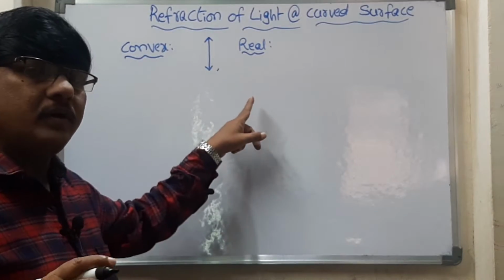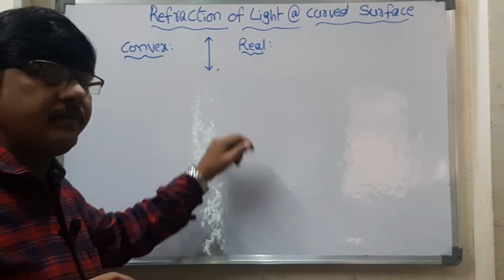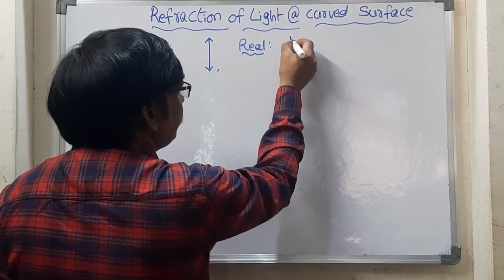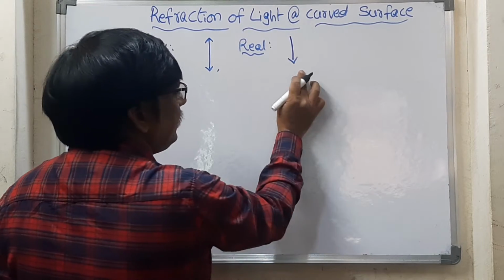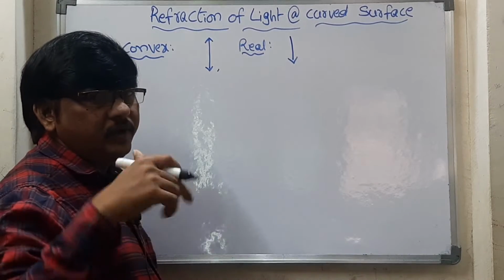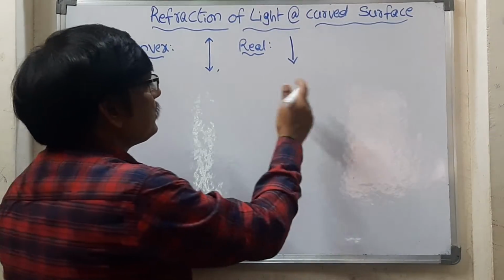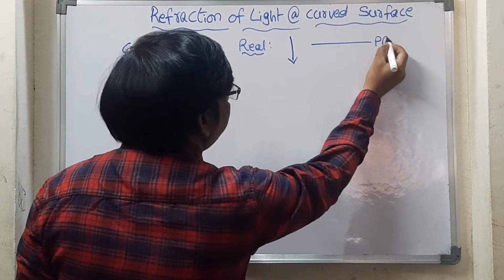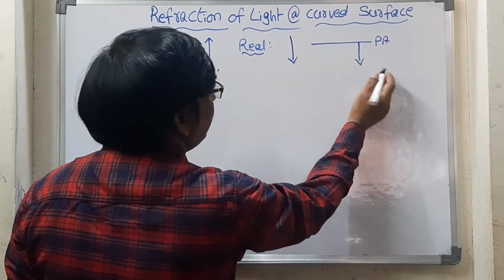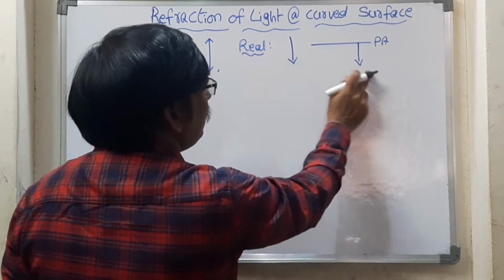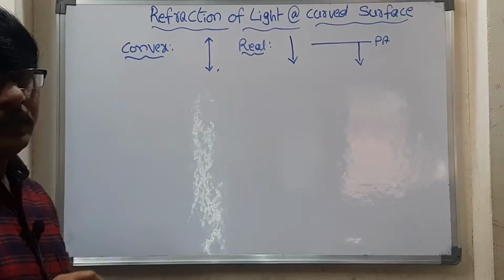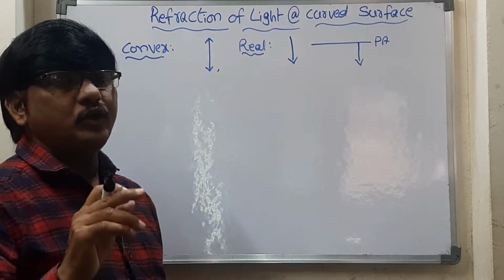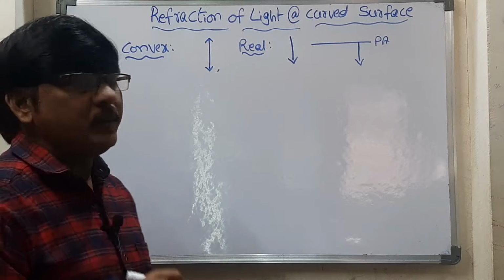But in terms of drawing ray diagrams, how can we express them? A real image always appears inverted. If the image is inverted, then we can say that it is a real image. And apart from this, if the image is forming below the principal axis, then too we can call it a real image. So two properties of a real image: it should be inverted, and it should form below the principal axis.